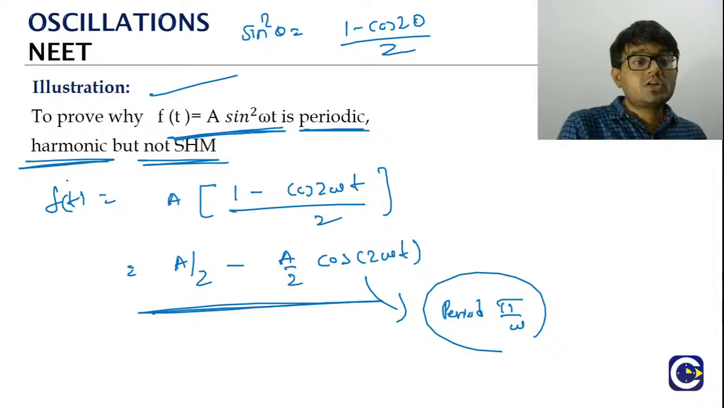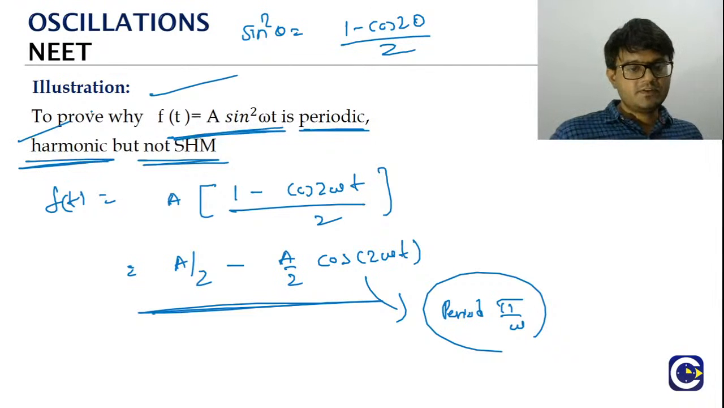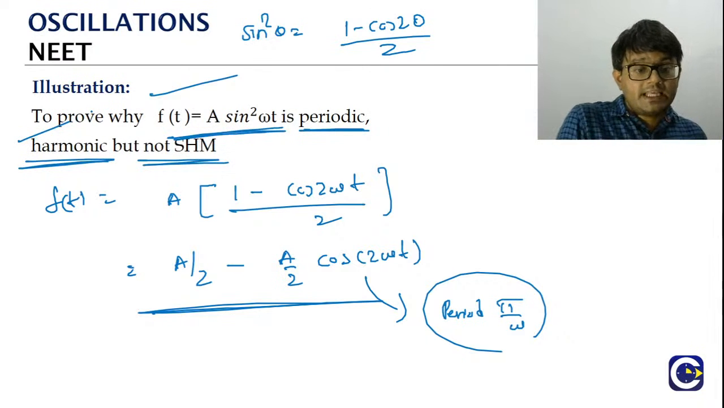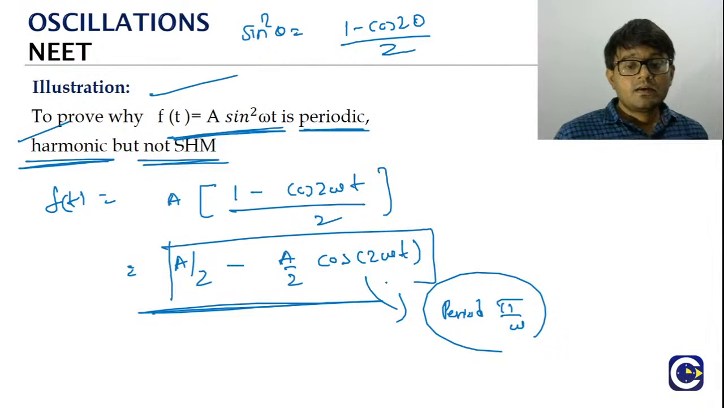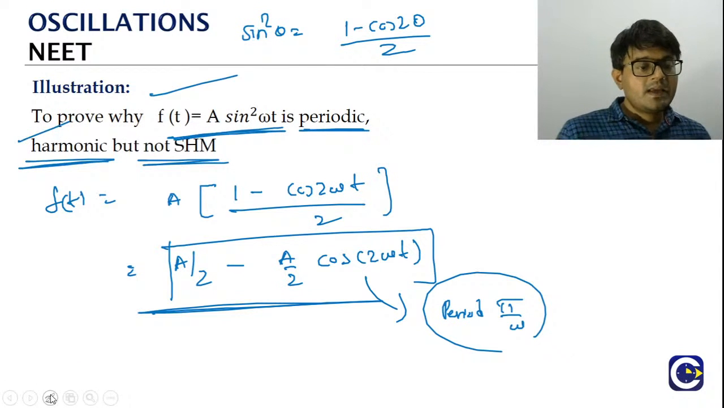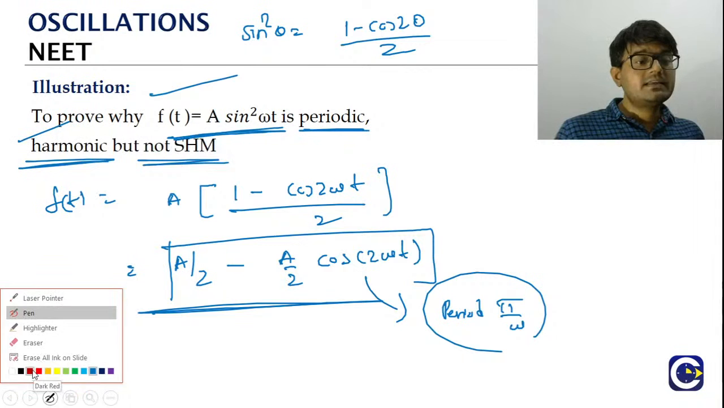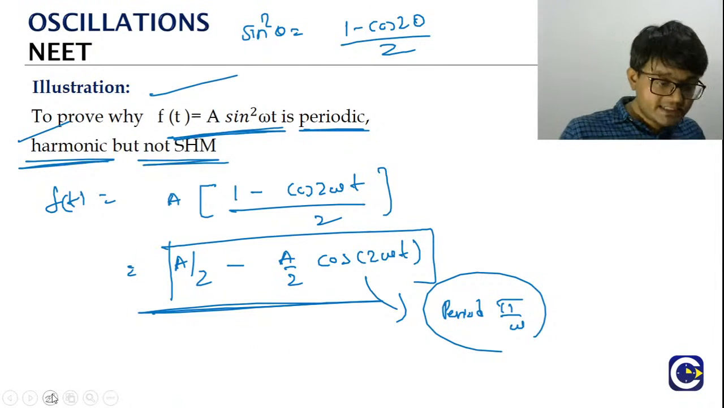If you look at this result, the overall function is just in terms of cos. So it is also harmonic. First thing, it is a periodic function. Period value is pi by omega. Then this is also harmonic, because this function is just in terms of one cos, of course. There is a constant term, but this is a harmonic function. But they are asking why it is not SHM.